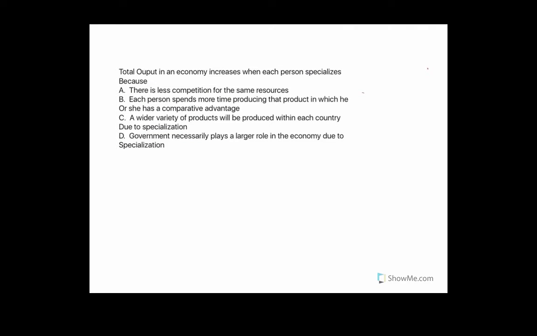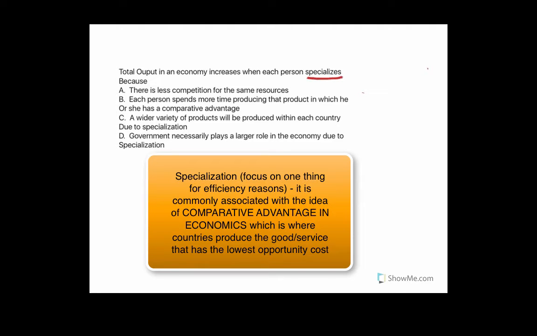Total output in an economy increases when each person specializes because... Alright, so what we're wanting to focus on in this question is this word specializes, or if it also said specialization, or specialization from trade. Whenever we see terms like this, we need to be thinking of comparative advantage. And what this means is that if we're all specializing according to our comparative advantage, we're all producing the items that we have the lowest opportunity cost in. And by doing this, we increase our total output because we're all working on whatever we do most efficiently.